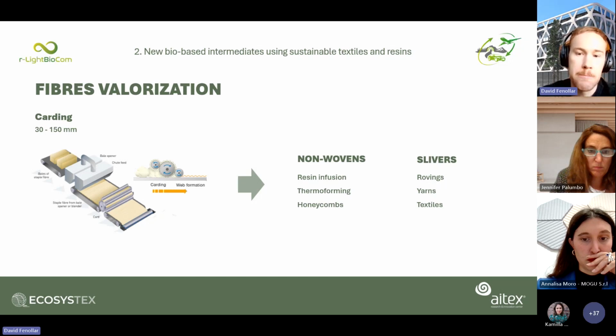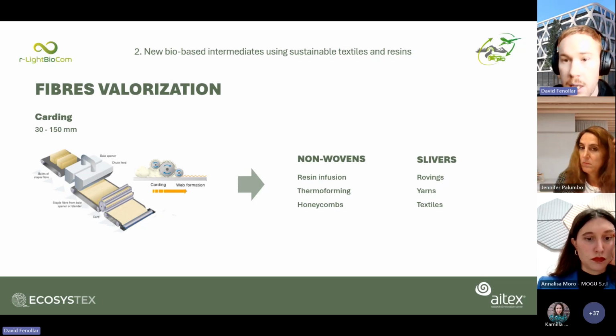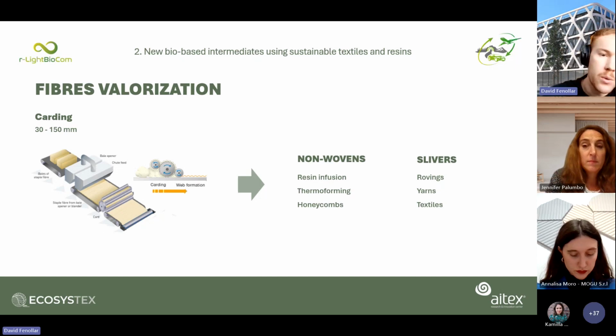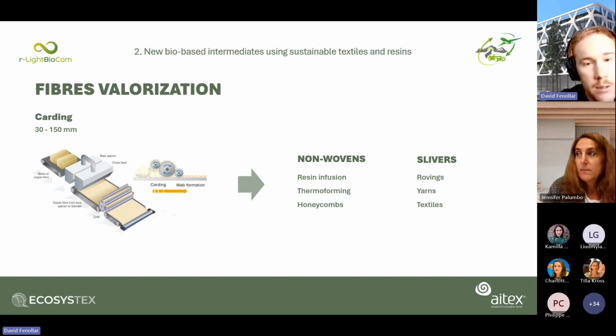The first step in the carding process is the fibers opening, blending, and sizing. All of this is taking place in a peak opener machine, and after that we blend the fibers. These fibers will be processed in our adapted carding machine for the obtention of, as we said before, non-wovens for resin fusion, thermoforming, or honeycombs, combining this last, the thermoforming and honeycombs, with a thermoplastic, mixing the recycled carbon, aramide and basalt with a thermoplastic, and then slivers for rovings, yarns, and textiles.